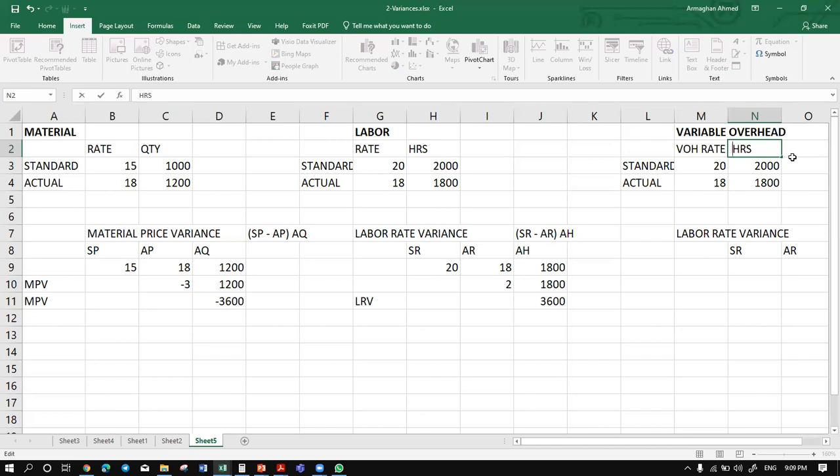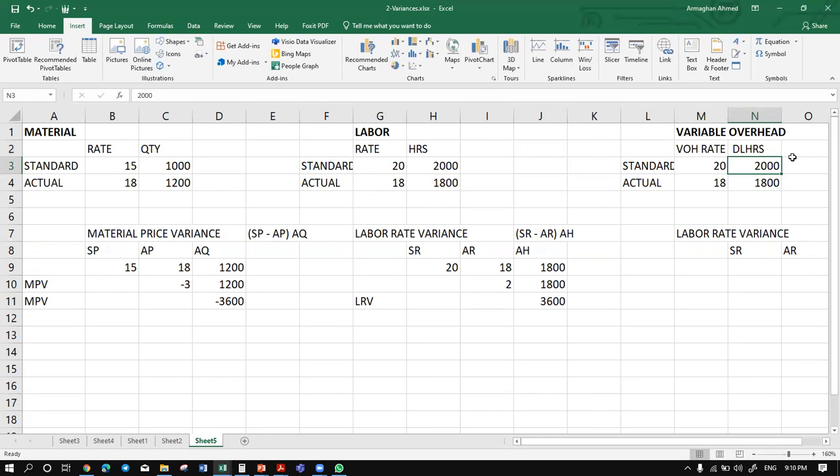Fareed: Sir, I think we will use direct labor hours. Yes, this is the most important thing. The students get confused. They say overhead is indirect, so we should take indirect labor hours. No, no. Overhead is indirect, but you should take direct labor hours.